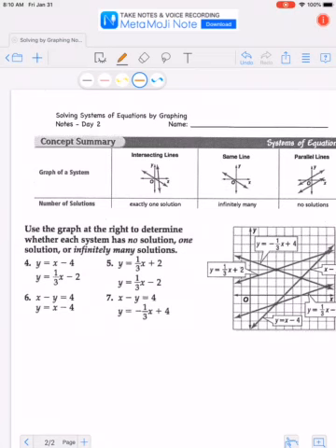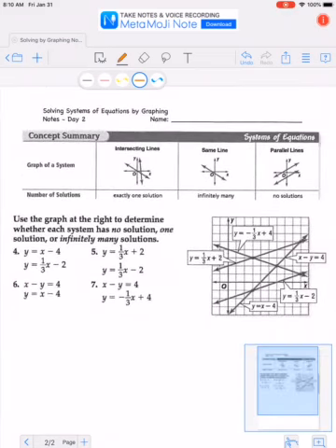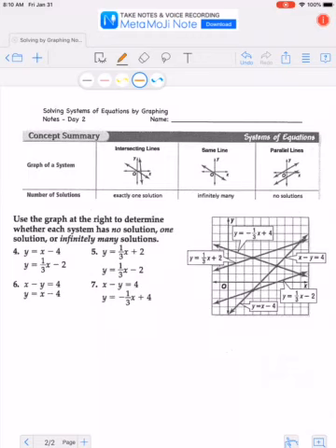So at the top you can see it says graph of a system. So intersecting lines, that means that there's one solution. Same line is infinitely many, and parallel lines, which we just talked about, was no solution. So you want to use the graph at the right to determine whether each system has no solution, one solution, or infinitely many solutions.